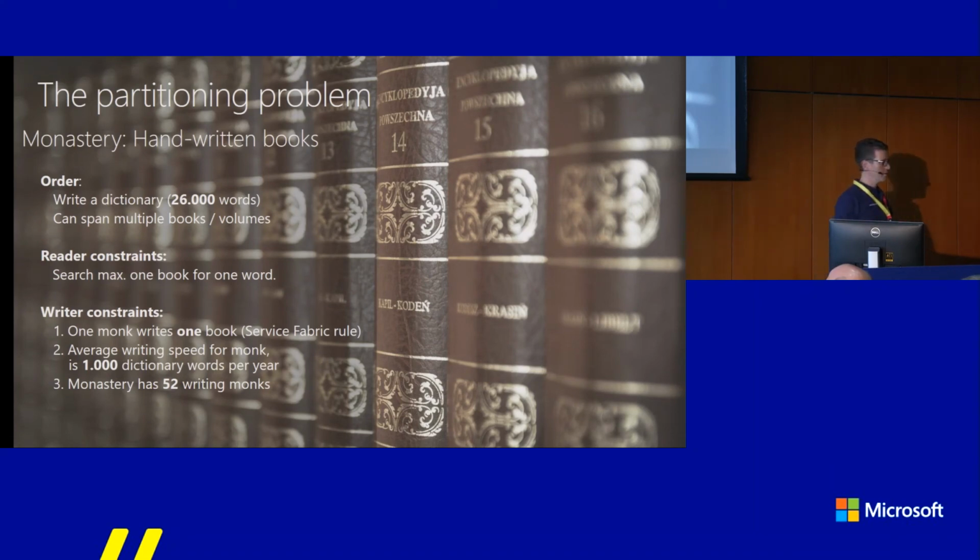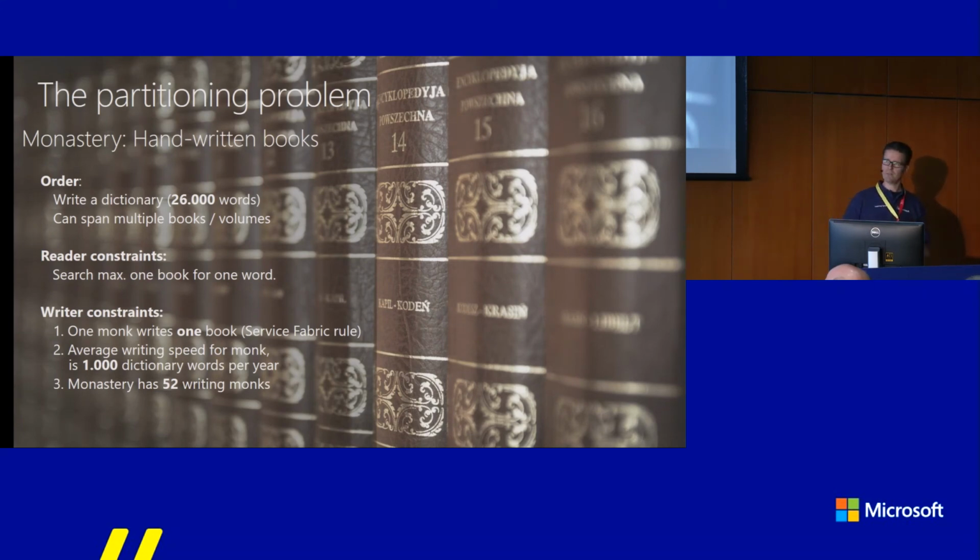Well, the monastery also has a bunch of constraints. The first one is that one monk can only write one book, and this is the single writable partition story I mentioned earlier. The average writing speed of a monk, because it's handwritten, you can do 1,000 dictionary words per year. So that's the word and the explanation. And furthermore, the monastery has 52 monks available for this assignment.